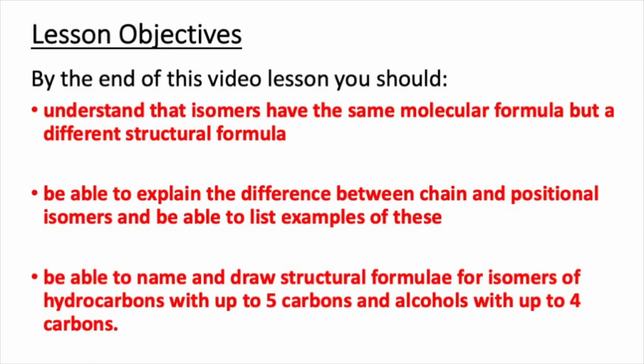So that concludes this video lesson. So after watching this video, you should now understand that isomers have the same molecular formula but a different structural formula. You should be able to explain the difference between chain and positional isomers and be able to list examples of these. And finally, you should be able to name and draw structural formula for isomers of hydrocarbons with up to 5 carbons and alcohols with up to 4 carbons.